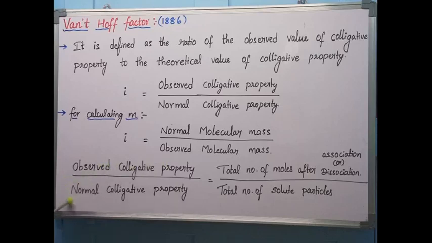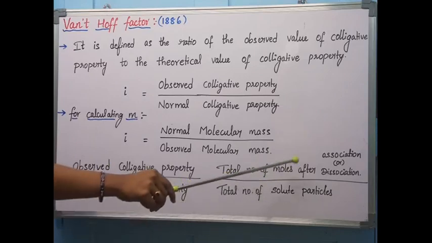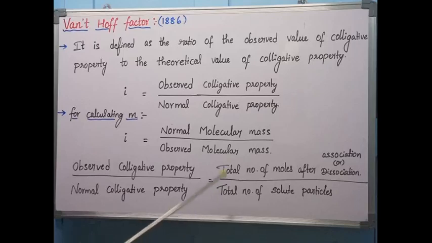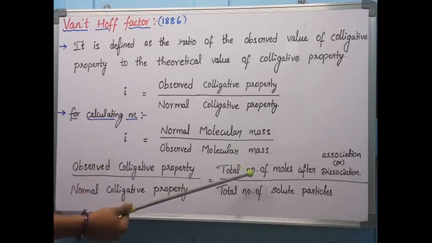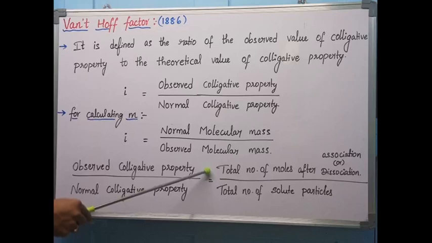Observed colligative property by normal colligative property equals total number of moles or molecules after association or dissociation of solute by total number of solute particles. So the normal value is nothing but the total number of solute particles, but the observed value is observed after association or dissociation. So we are writing this as total number of molecules after association or dissociation by total number of solute particles. This is for calculating the colligative property. But in the case of molecular mass, the same formula gets reversed.